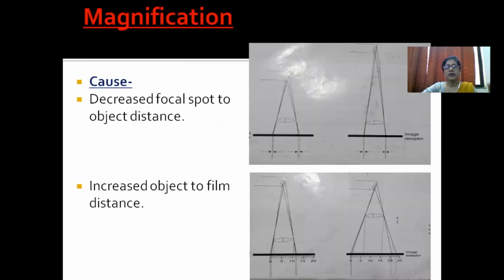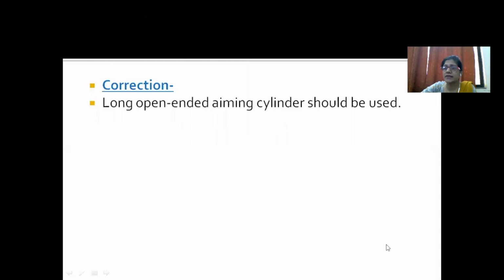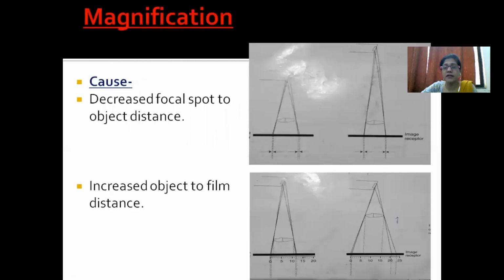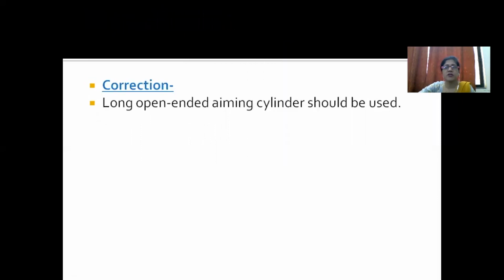Now the third one is magnification. In magnification, the size will get increased or decreased. The causes are decreased focal spot to object distance or increased object to film distance. Now you can see the images over here. Here is the normal one, but here this distance is decreased, focal spot to object distance, and here it is increased. In both cases, what you can see is an increase in the penumbra, so the images will appear magnified, and slightly blurring also occurs. Correction: a long open-ended aiming cylinder should be used.